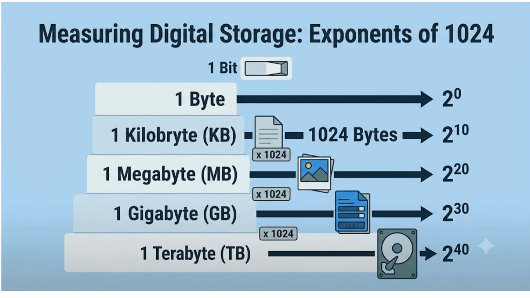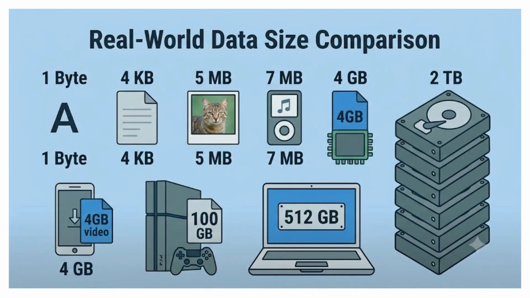As we move from bytes to terabytes, the amount of data we can store increases dramatically. These are the storage units you will see when using computers, smartphones, USB drives, and hard disks every day. Now let's compare the sizes of different types of digital data that we use every day. A single letter, such as A, usually requires just 1 byte of storage. A page of text is much larger and typically uses around 4 kilobytes.